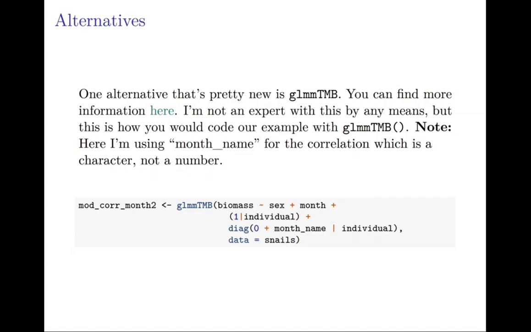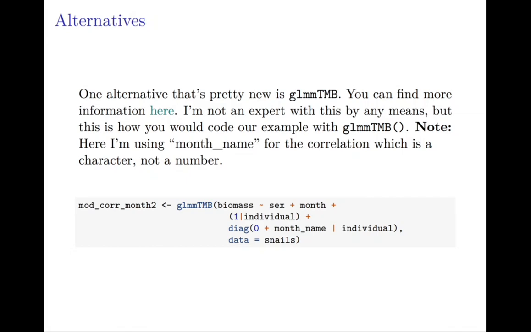One alternative that's pretty new is this library glmmTMB, and you can find out more information here. I'm definitely not an expert with this library by any means, but it looks like it could be really useful, so something to explore. And just to provide an example of how this can be useful, we're going to code our example with this library instead of LME. And I'll note that here I'm using month name for the correlation, which is a character, not a number. It seems to work out better that way.